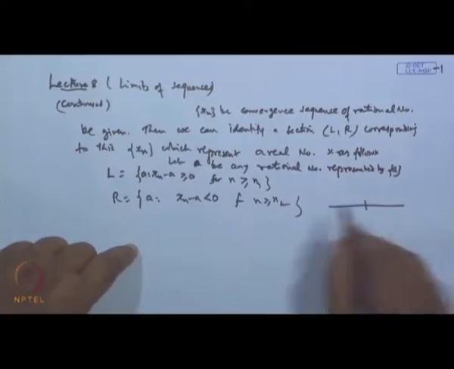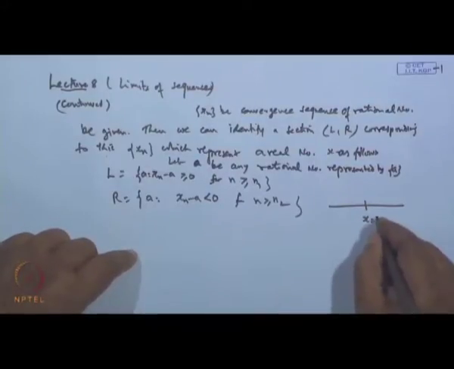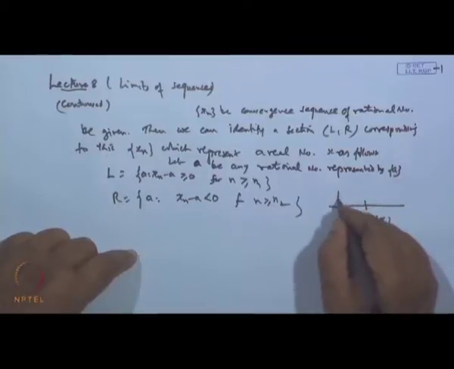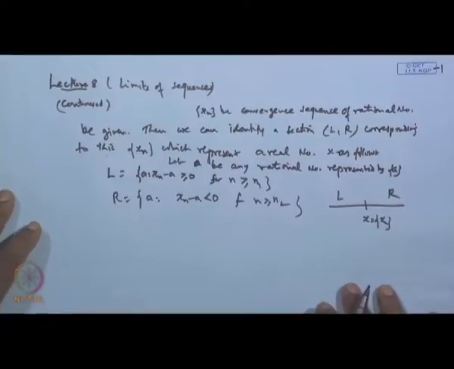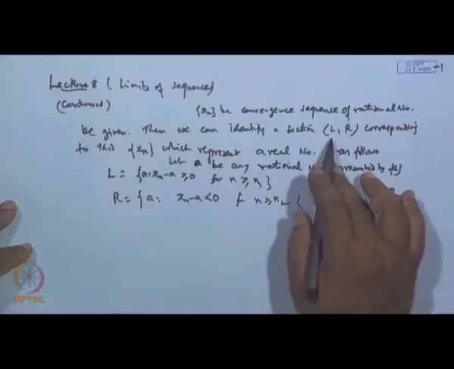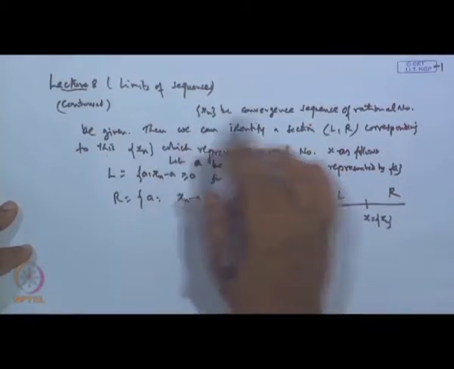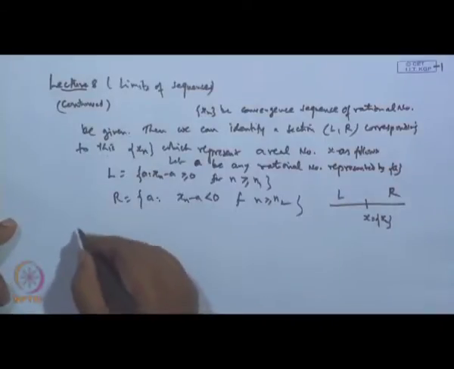Now, these two classes L and R decompose the entire sequence, and the point x corresponding to x n will give the section L R. This we have discussed already. Now, we will do today the converse part: if a section is given, then corresponding to this section we can generate a sequence of rational numbers which will give the same real number as the section L R represents. So, let us see the converse.